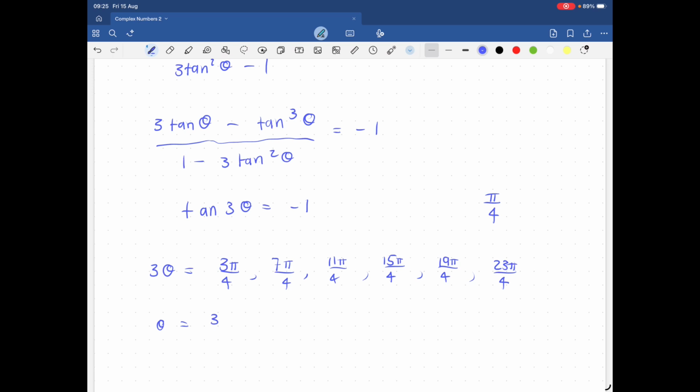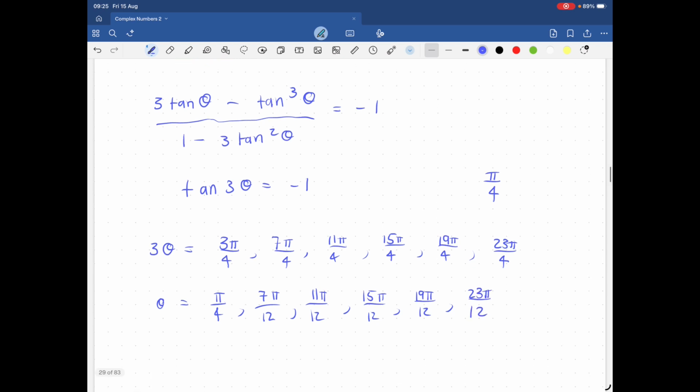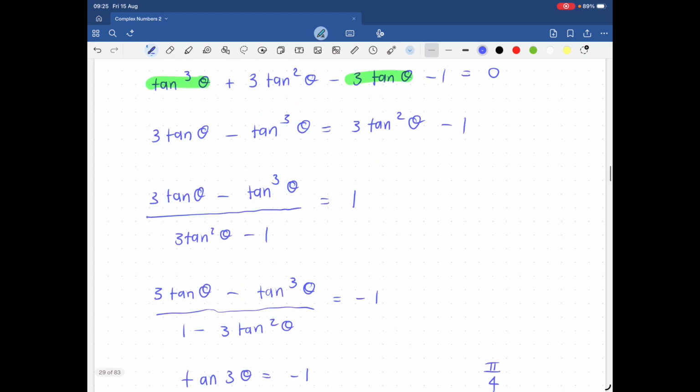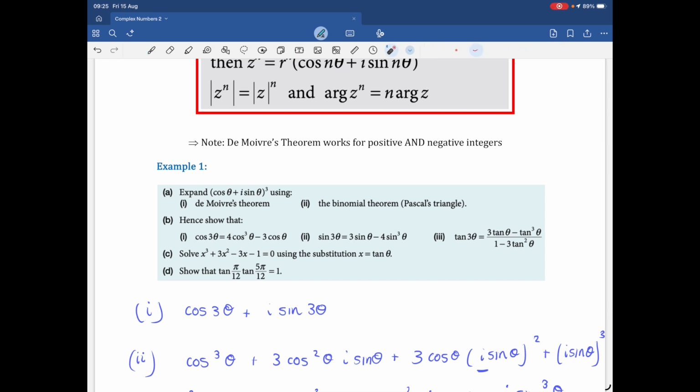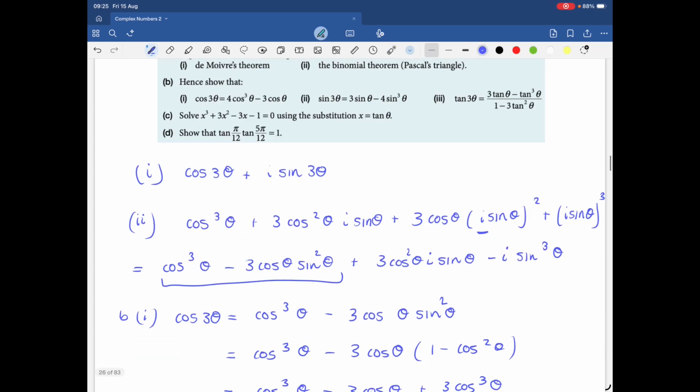Then we can go divide everything by 3. So we get pi on 4, 7 pi on 12, 11 pi on 12, 15 pi on 12, 19 pi on 12, and 23 pi on 12. Now, what we're trying to do, if we go up to here, is we're trying to actually get, even though we've technically finished part C, expressions for pi on 12 and 5 pi on 12.